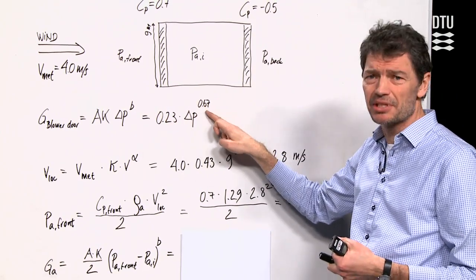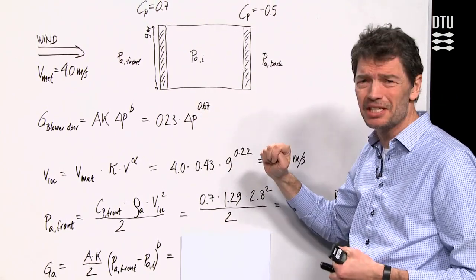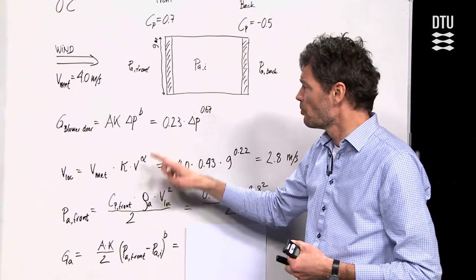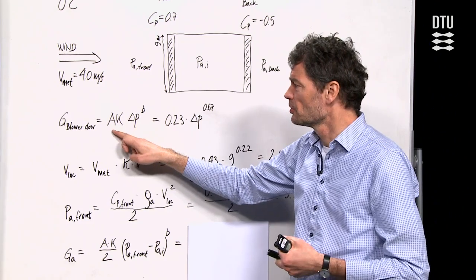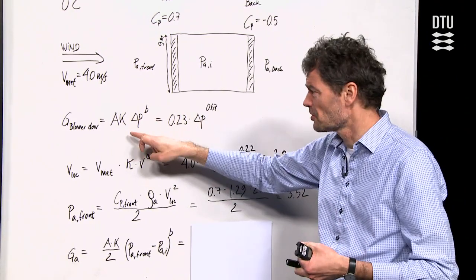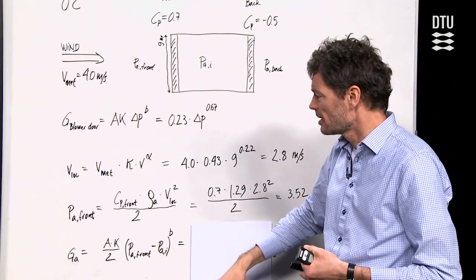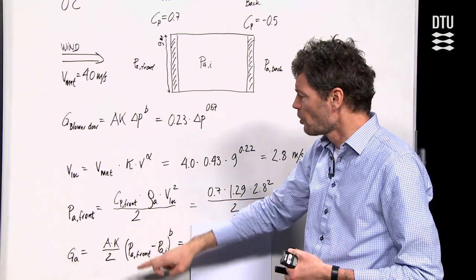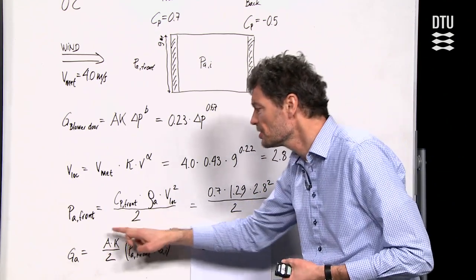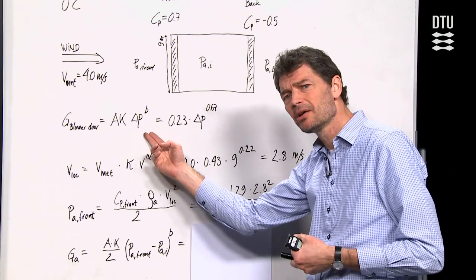That was the coefficient 0.67 that was given in the exercise. So B is 0.67. We should multiply with the coefficients in front. That's the area of the building and the air transmission coefficient, K. What I've done down here is that I've divided by 2. And that is because I'm using the results that are valid for the whole house.